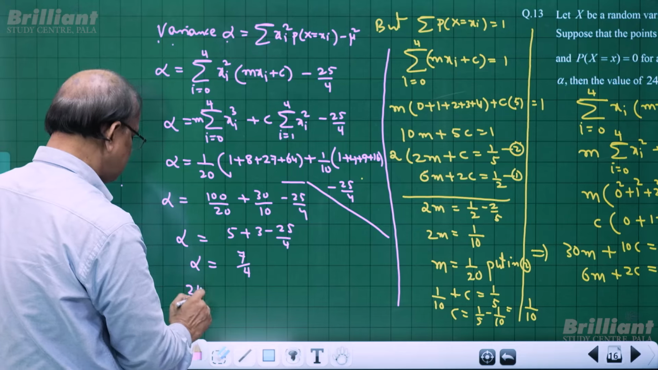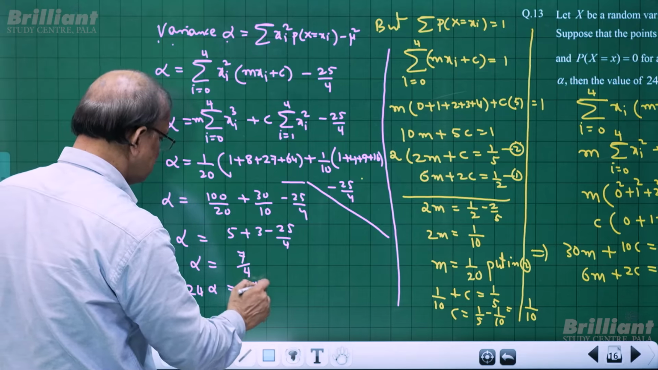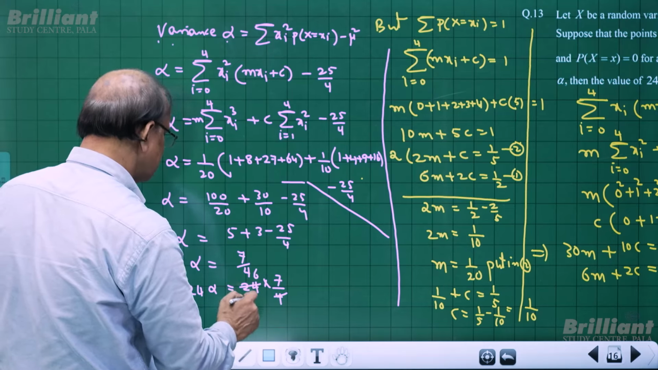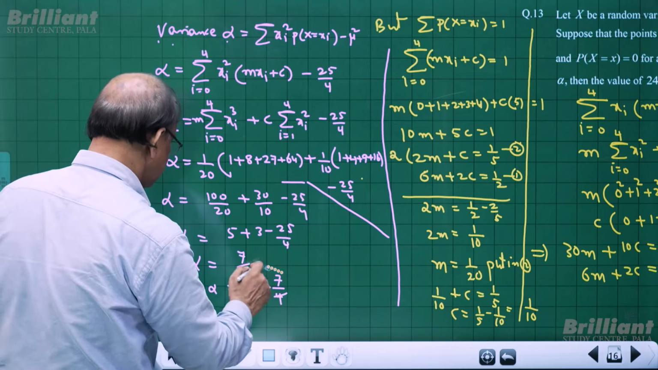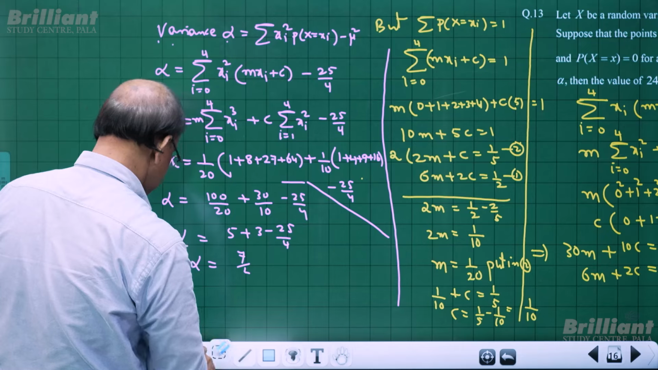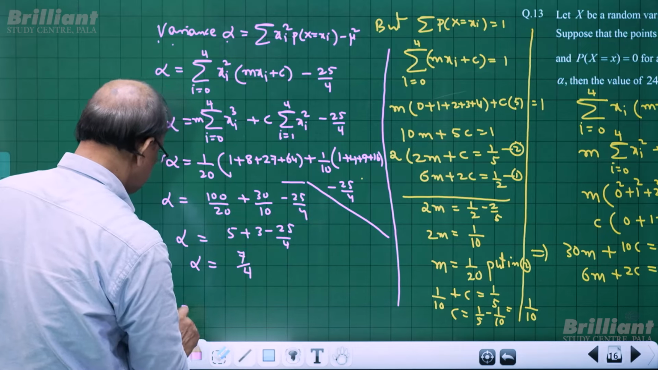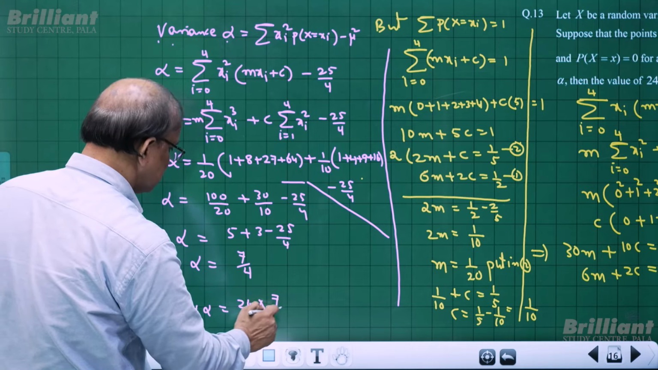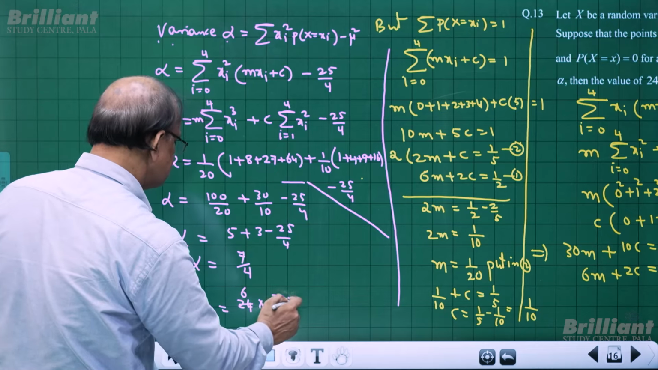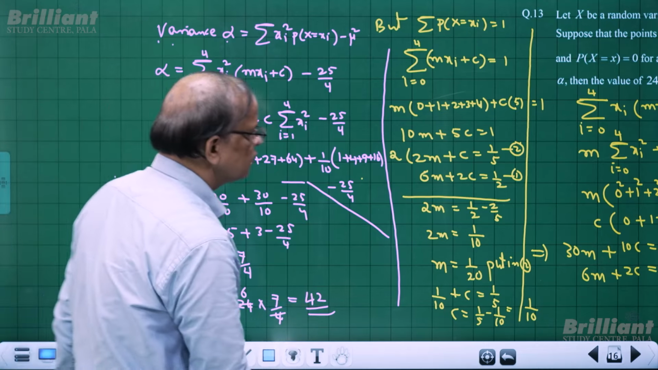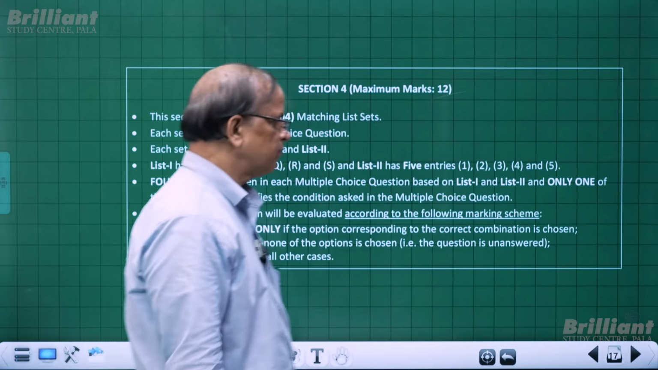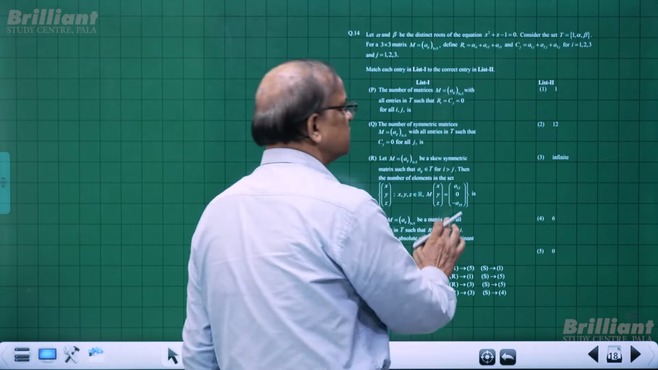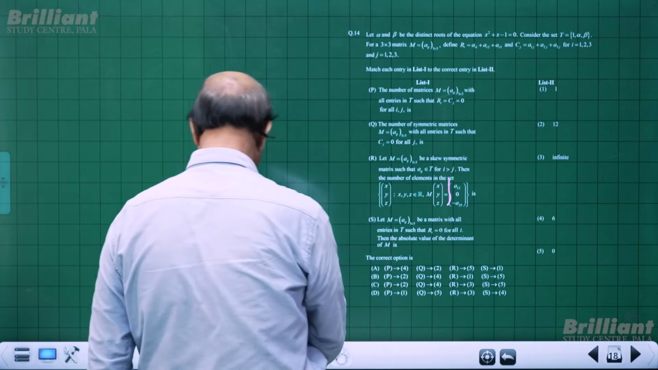So we want 24 alpha. 24 into 7 by 4: 4 sixes are 24, so 6 times 7, that is 42. 42 is the answer. So now, matching. This is the question.